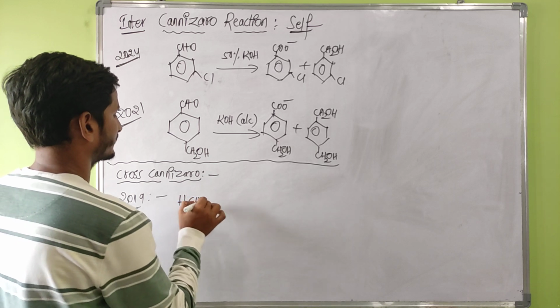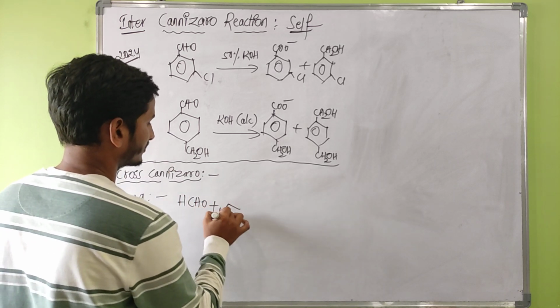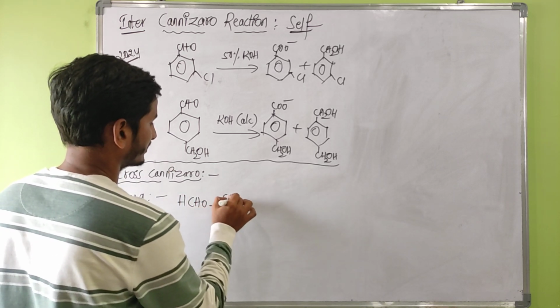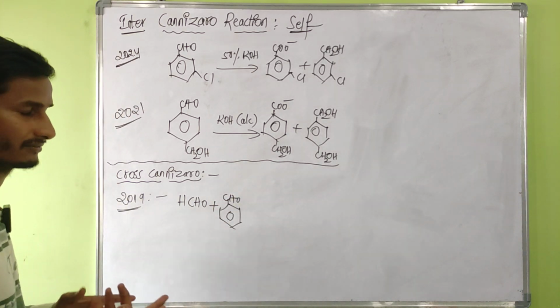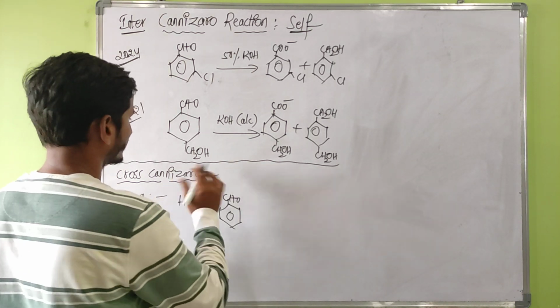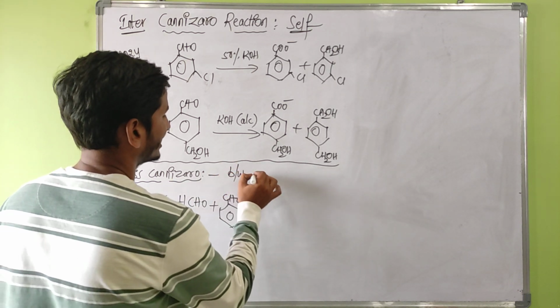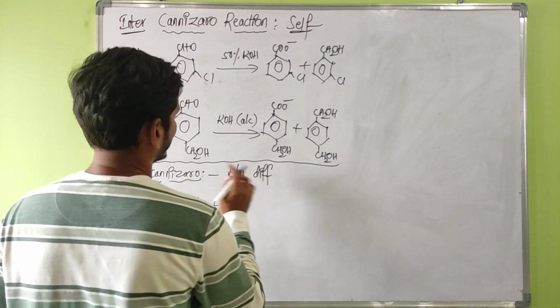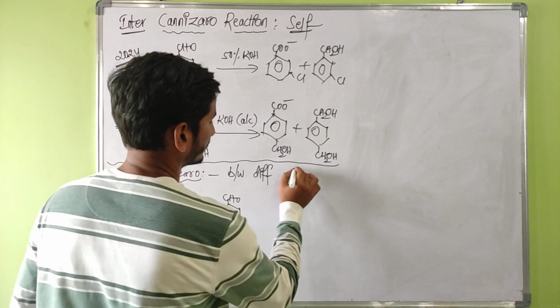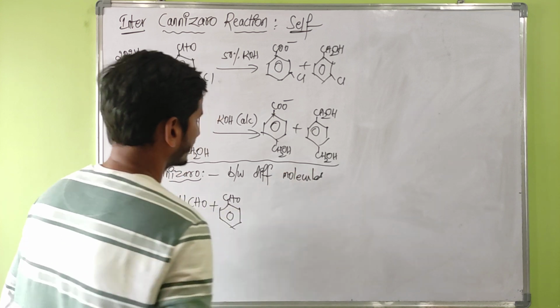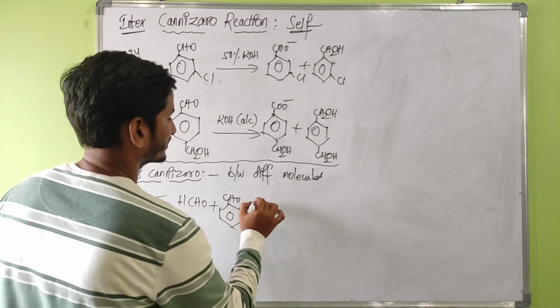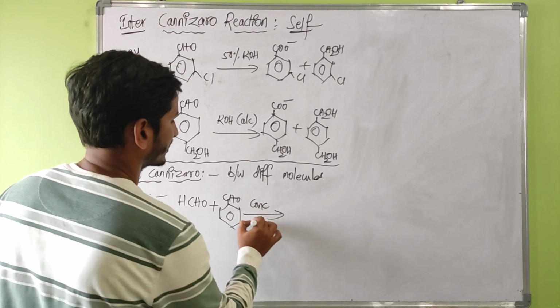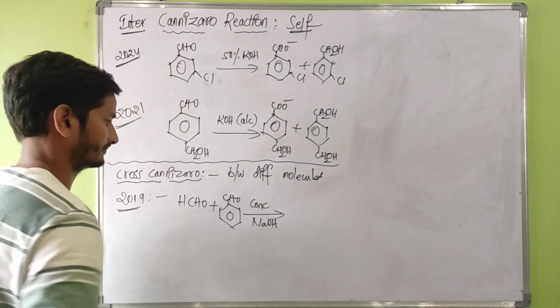So one molecule given is formaldehyde, the other molecule is benzaldehyde. So what is the cross Cannizzaro? The Cannizzaro reaction between different molecules. In self we take the same molecule, in cross we take different molecules. Now the base given is concentrated sodium hydroxide.